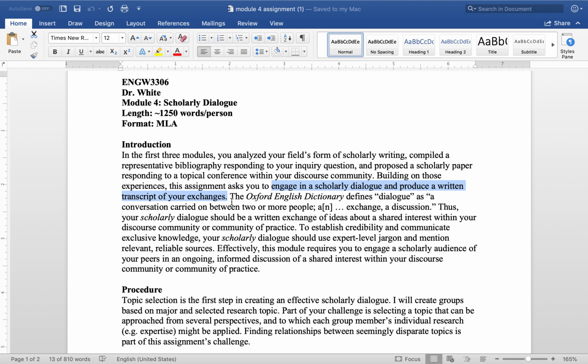And so we're going to try to extend our precise inquiry question and our findings to other members of the communities to engage more people and do some outreach. So your audience is still experts within your field, but experts who may not have as much knowledge about your particular topic. They can pick up on it fairly easily, but they need your guidance. So that's the purpose of this project.